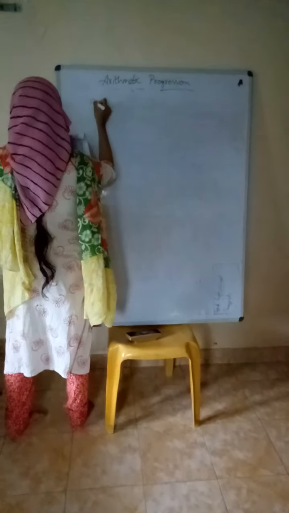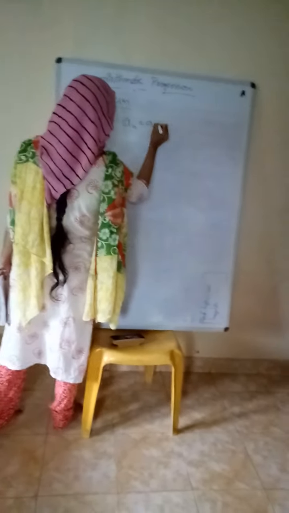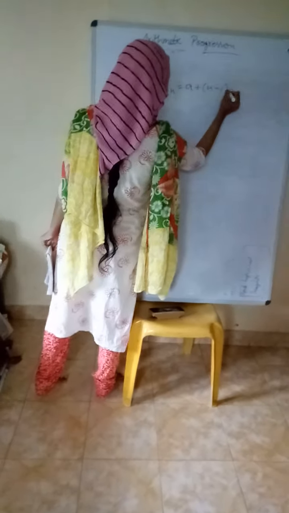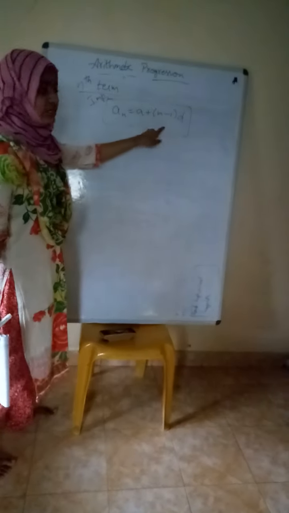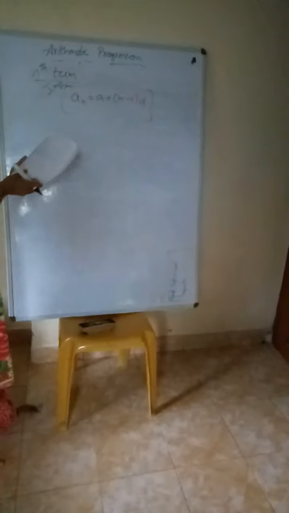Next, how to find nth term? So nth term formula is what? An is equals to A plus n minus 1 into D. This is a very important formula. Okay. So to find unknown term, you need this equation. So we'll solve some problems related to that.